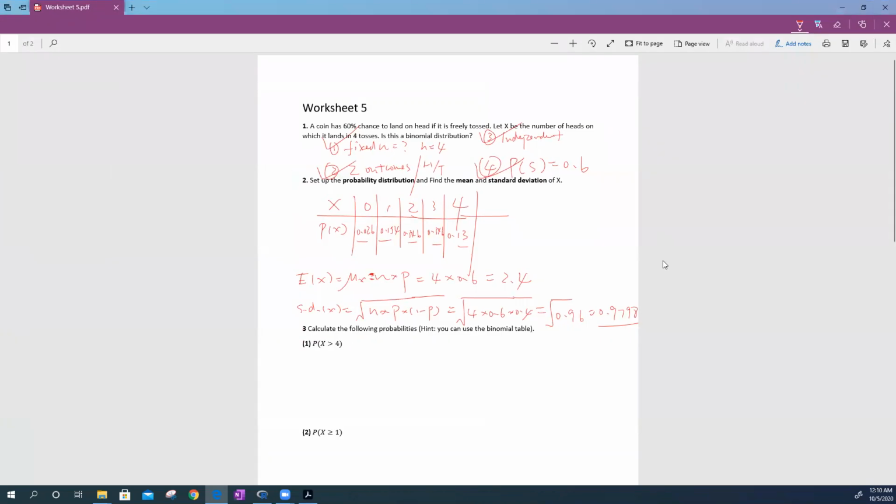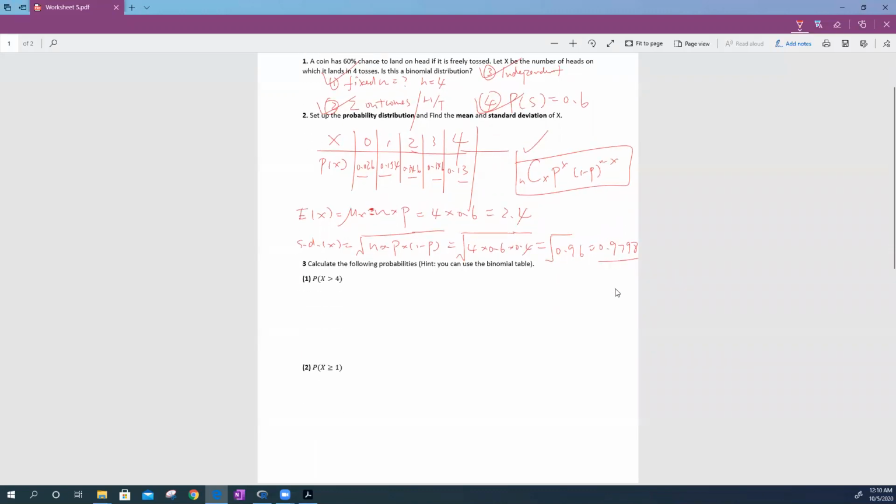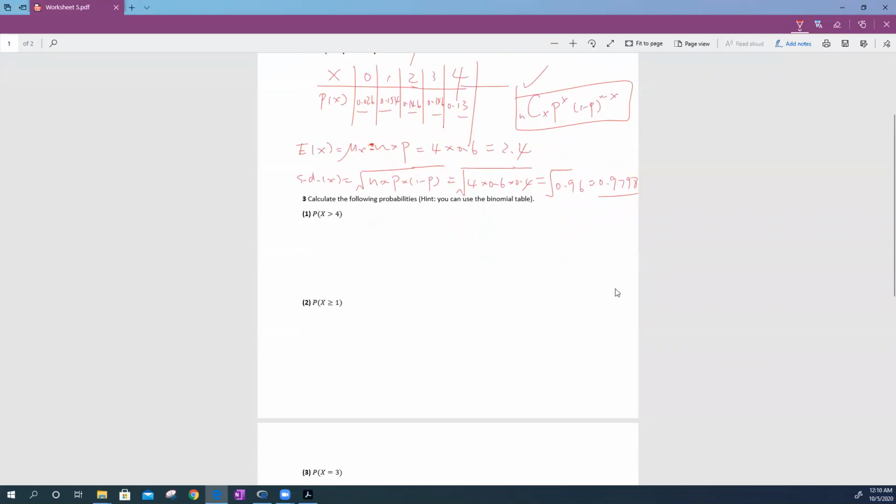And for those probabilities, you can also use this formula. So n choose x, p to the x, and 1 minus p to the n minus x. Plug in to this formula, you can also get the probabilities. And I want to calculate the following probabilities using the binomial table. So x more than 4. This one we don't have to check because x can only take 0, 1, 2, 3, 4. More than 4, nothing, so 0.